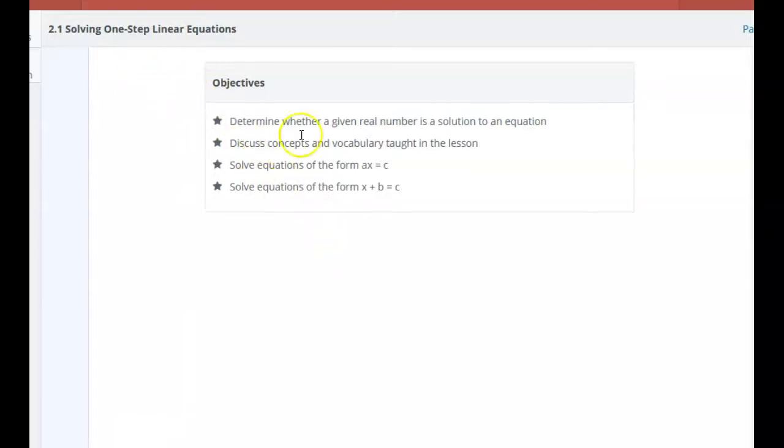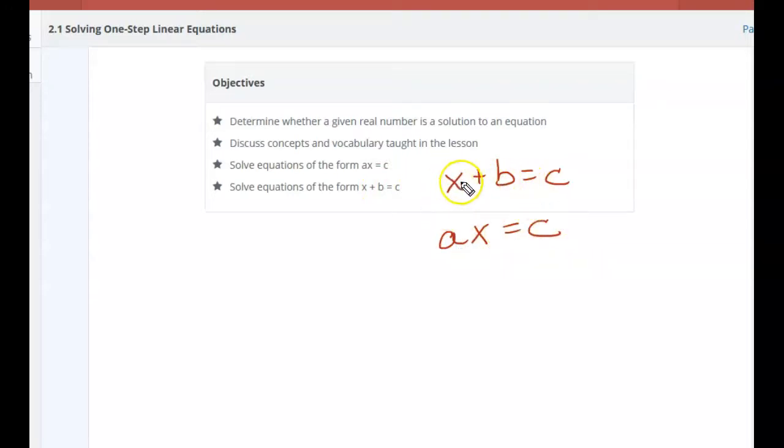And here we see two forms of the linear equation. We want you to write this down here. This is the standard form. This one first: x plus b equals c. And then another form, ax equals c.